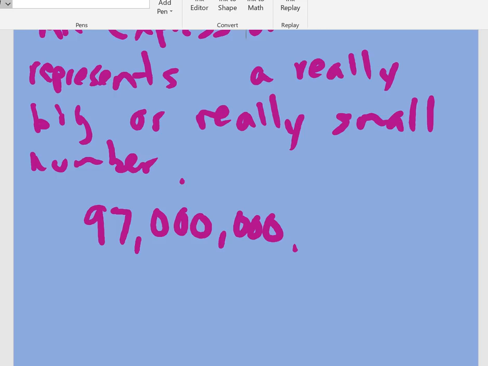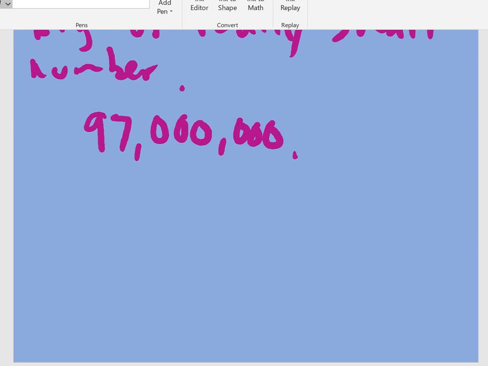So we want another way that we could represent 97 million, but in a way that would be less chances for us to make a mistake when we were writing it down. Another reason why we'd write a number in scientific notation is because we can then add, subtract, multiply, and divide another really big number, and you can do it a lot easier that way. So let's take this, 97 million.